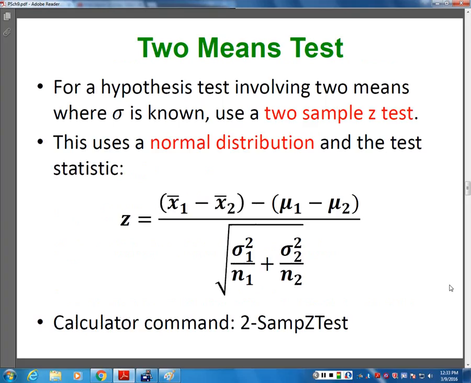For a hypothesis test involving two means where sigma, that's the population standard deviation, is known, we use a two-sample z-test. This uses a normal distribution, thus the use of the z, and the test statistic that's shown on this slide. For the most part, we will not use this formula. We'll use the calculator command two-samp-z-test in the Stat and Test menu.